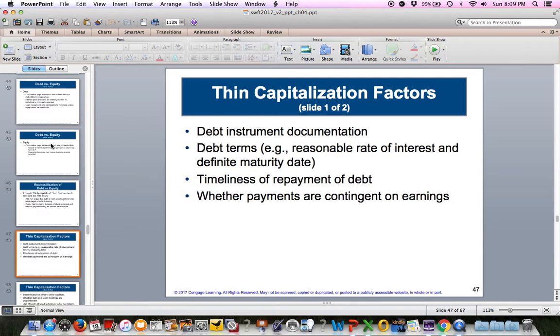Debt instrument documentation, debt terms, what the reasonable rate of interest and definite maturity dates are, timeliness of repayment of debt, and then whether payments are contingent on earnings. So clearly most debt payments are not contingent on earnings, but dividend payments are. So the IRS is trying to make sure that a corporation can't basically hide what really should be dividend payments as interest payments, because interest payments are tax deductible, dividend payments are not. That's really what they're trying to get to.